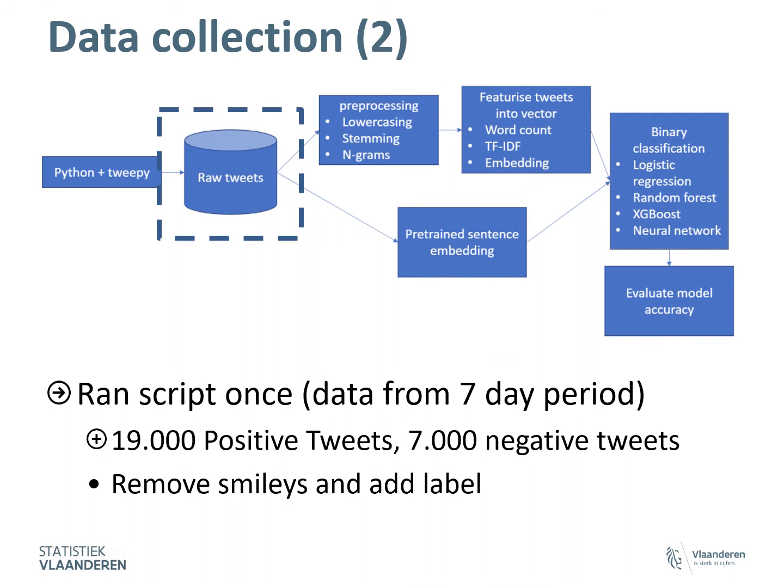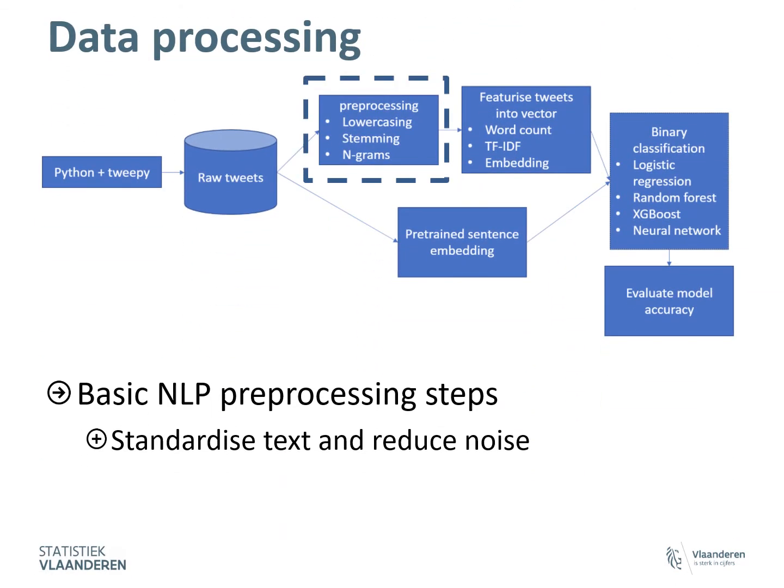We ran this script from Python and TweetPy once, which collected data from a 7-day period, resulting in 19,000 positive tweets and 7,000 negative tweets. From these tweets, we removed the smiley faces, which we queried on, and added a label, positive or negative sentiment. We then followed the basic natural language processing pre-processing steps in order to standardize the text and to reduce the noise. For example, we lowercased all characters, we stemmed the words, we created n-grams in the text.